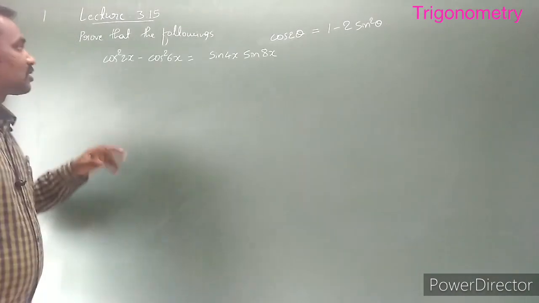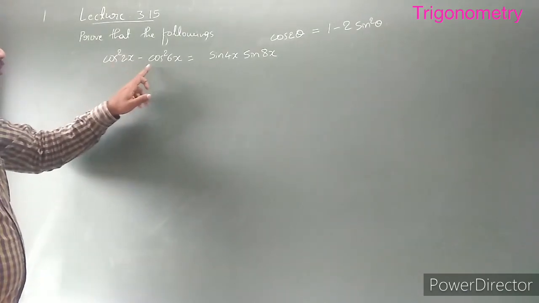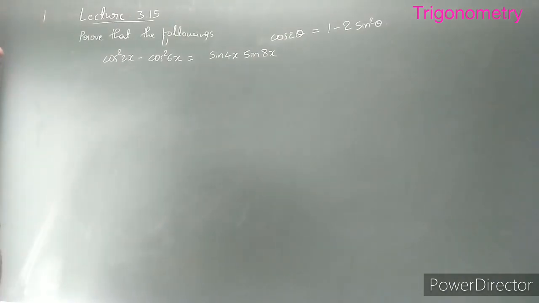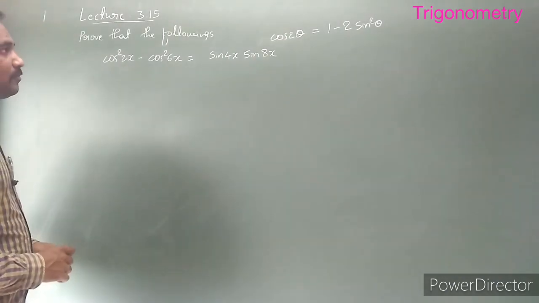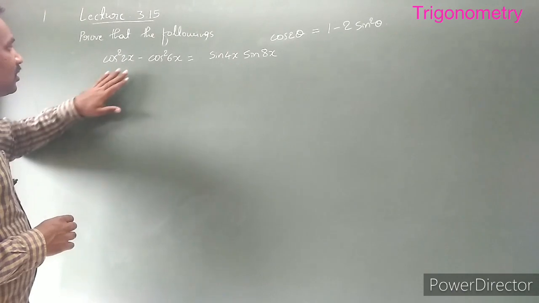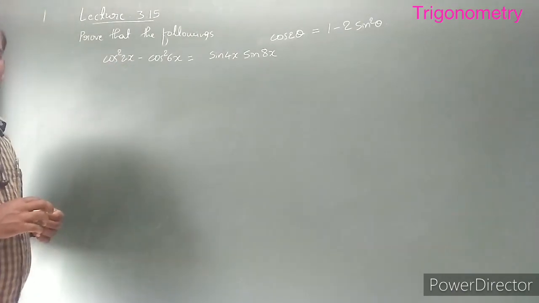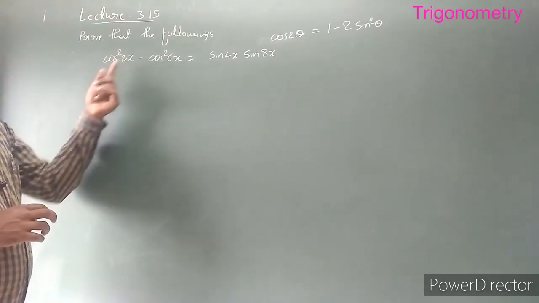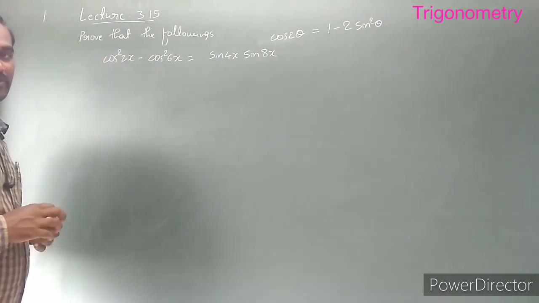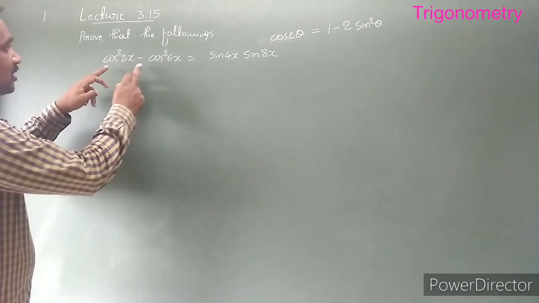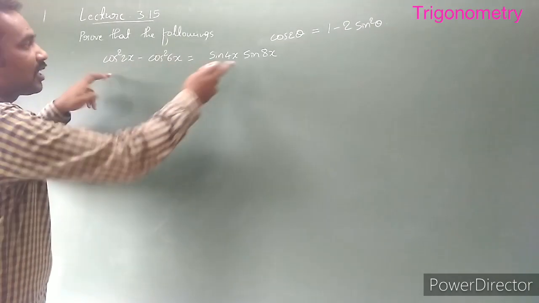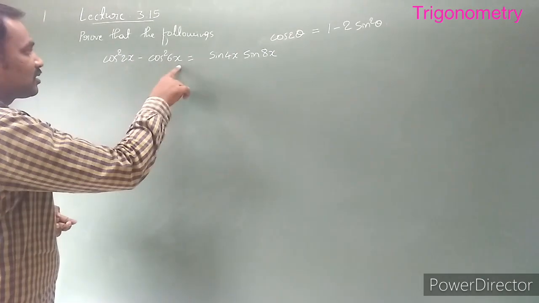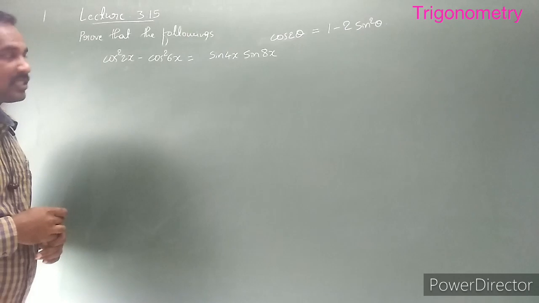Next. Prove that cos square 2x minus cos square 6x is equal to sin 4x into sin 8x. Okay, how do you solve this one? Here we cannot apply the transformation formula directly, because the terms should be linear, like cos c plus cos d or cos c minus cos d, but here squares are there, which is not possible. The left hand side is a difference of cos ratio squares, the right hand side is a product of sin ratios. Observe the angles: here 2x and 6x, there 4x and 8x.